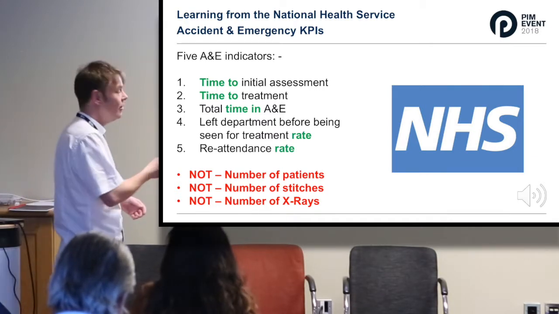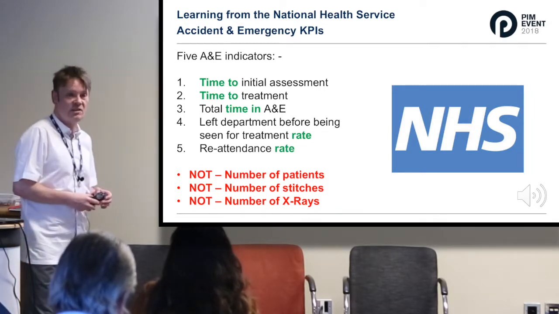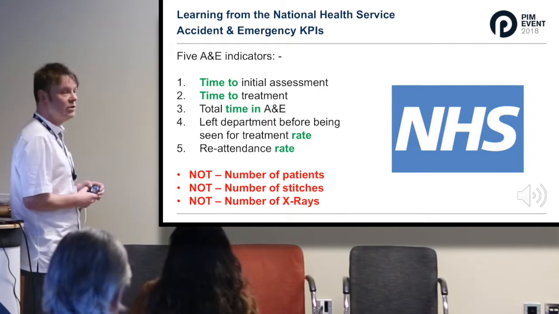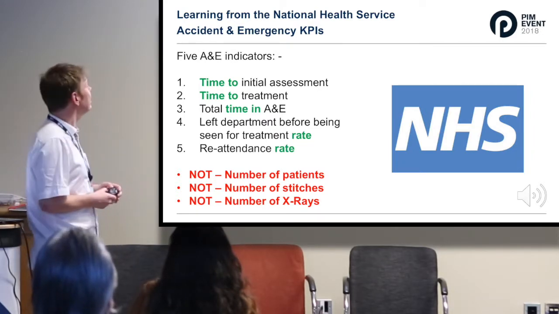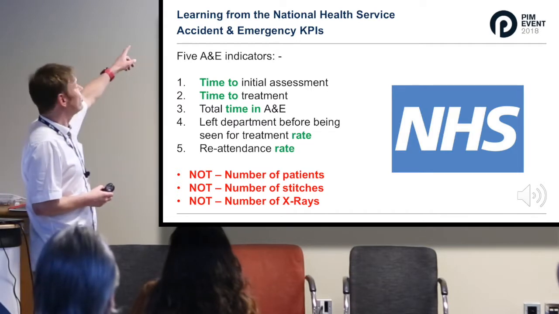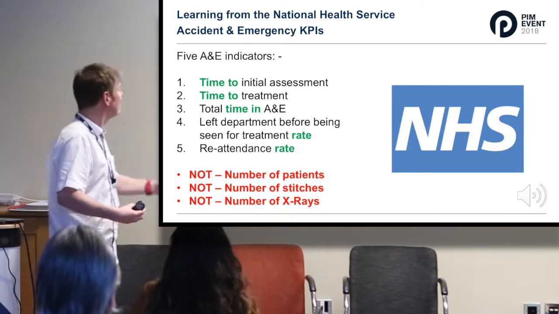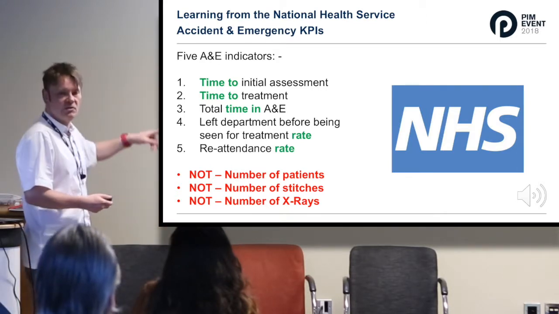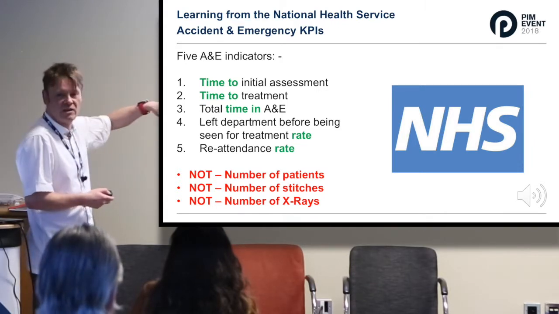It includes the 4.5-hour waiting time. This is where they are. They have 5 accident and emergency indicators. Time to initial assessment, time to treatment, total time in A&E. Then they have 2, 4 and 5, which are based on rates, how fast you do things. They don't ask how many patients they treat. They don't ask how many stitches they put in. They don't ask how many x-rays are done.